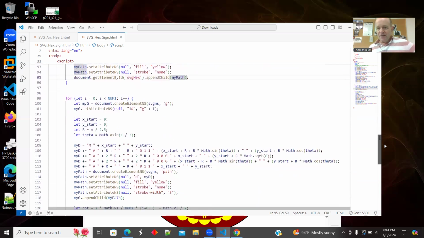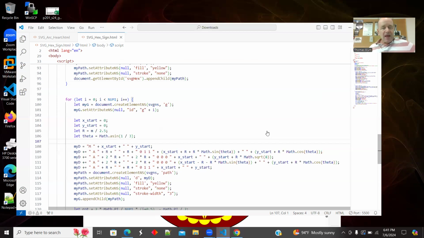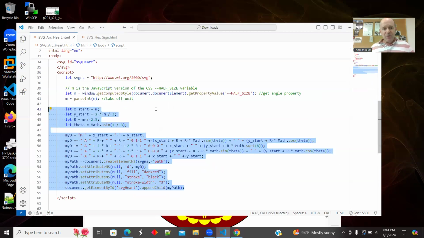And then I decided to add these hearts. And I had previously made some hearts, just one great big heart, and I decided to make my heart out of arcs. So I'm not going to explain the heart in detail because I did that in a previous video.